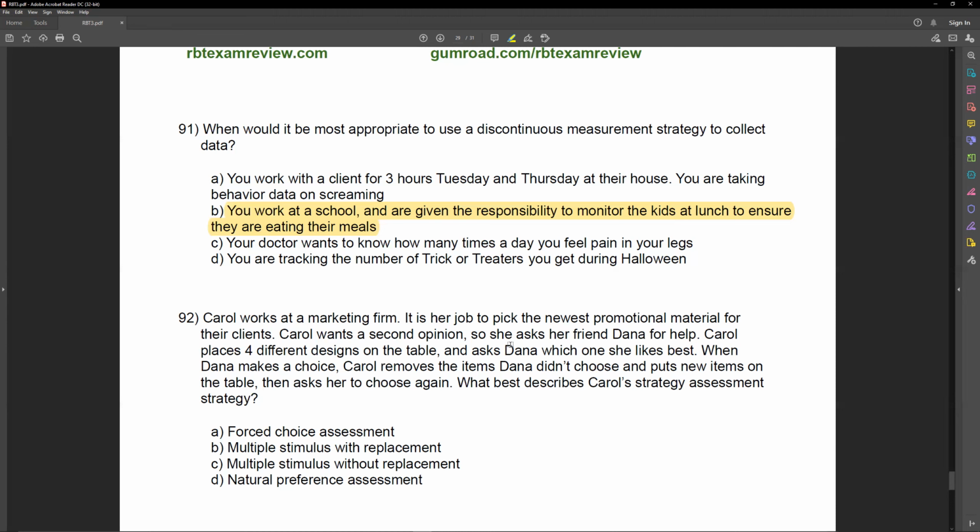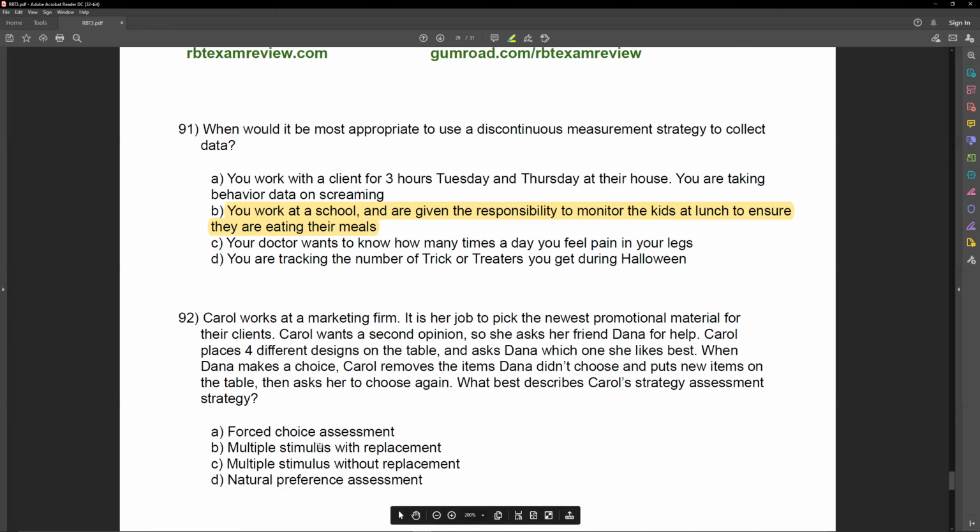Well, what do we ask ourselves when we're looking at preference assessments? How many items are we assessing? Are we assessing 1, 2, or more than 2? Well, in this case, it's obviously more than 2, so it's not going to be a single stimulus, which is 1. It won't be a forced choice, which is 2. It's going to be some sort of multiple stimulus. It's not natural, right? Because it's all contrived.